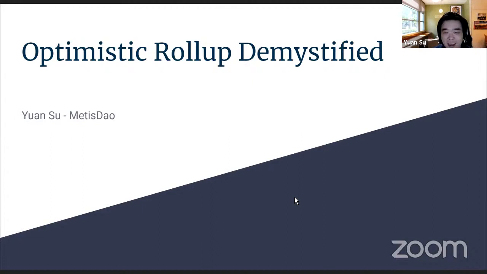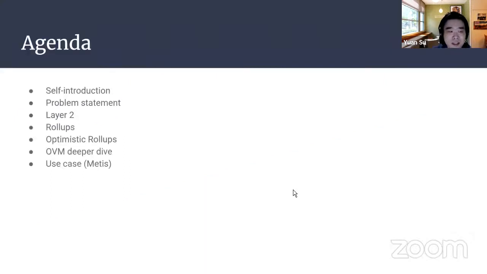So my name is Joan. A quick introduction of myself. Oh, sorry, here's the agenda. First, I'll do a quick introduction. I'll say, hey, what's going on with layer 1? Why do we have layer 2? I'll talk about different rollups. I'll talk about the optimistic rollup and some deep dive. I'll keep the deep dive a bit shorter.